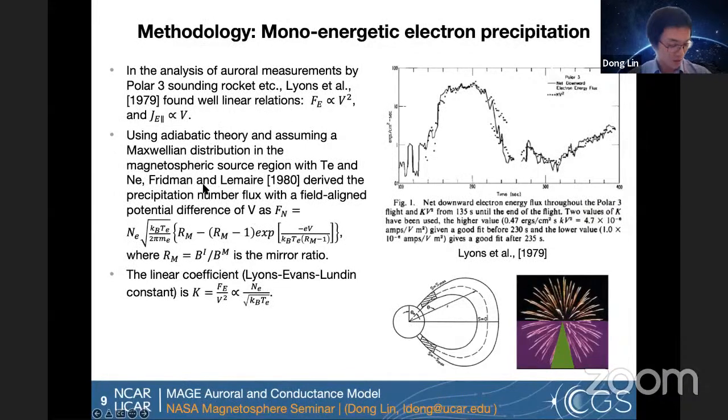This Knight relation was initially inspired by the rocket measurements of monoenergetic precipitation, where they found a linear relation between the energy flux and the potential drop squared. It started from an adiabatic assumption and assumed that the upward Pedersen current is uniquely carried by the precipitating electrons, and derived the flux relation between the source region and when it reaches the mirror point. So this relation is what we implement in the MAGE model for monoenergetic, and it relies on the large-scale MHD quantities of Pedersen current as well as thermal flux.